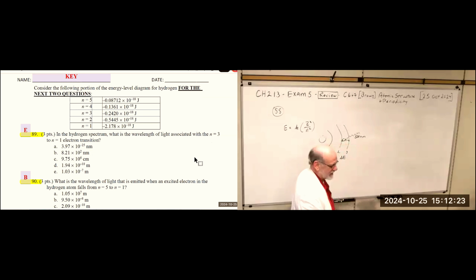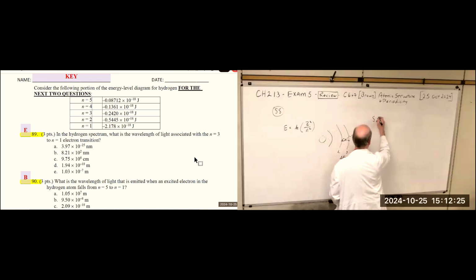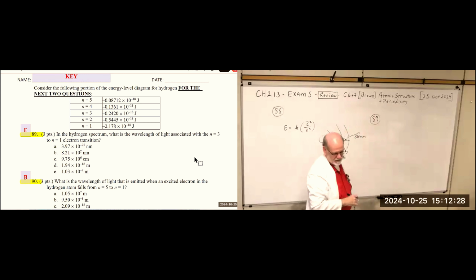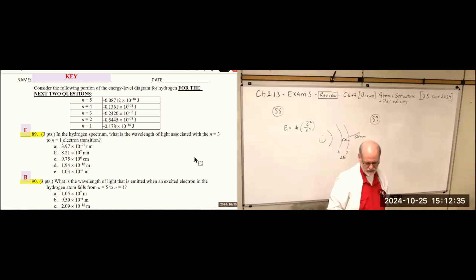Speaking of which, 89. So in the hydrogen spectrum, what is the wavelength of light associated with n equals 3 to n equals 1 electron transition? So if we're going from 3 to 1, it's going to give up a photon. And actually, all you need is the absolute value of the energy transition. So if we're going from 3 to 1, we would say 3 is minus 0.2420.